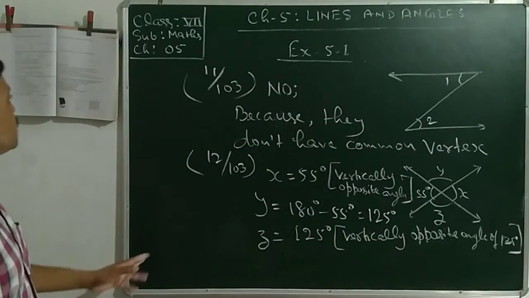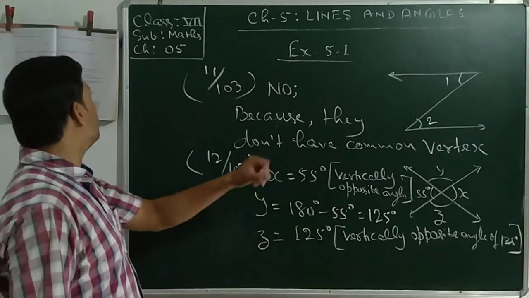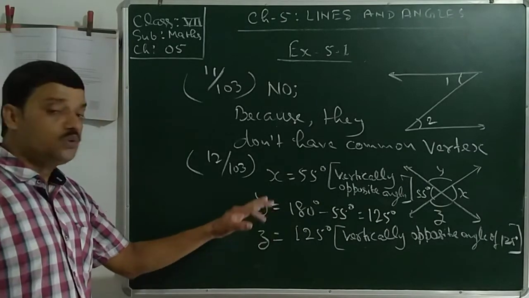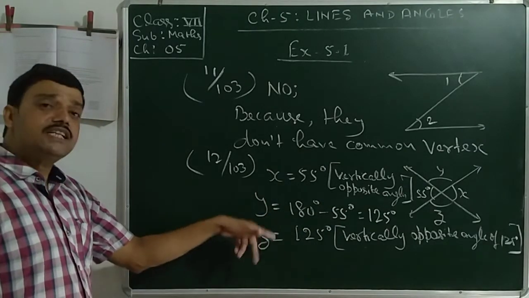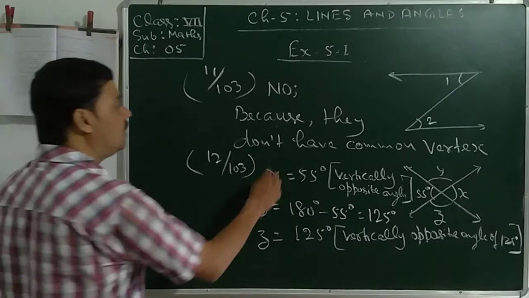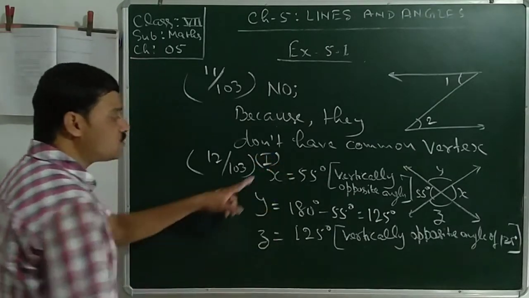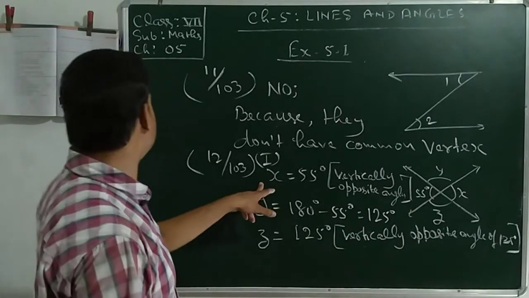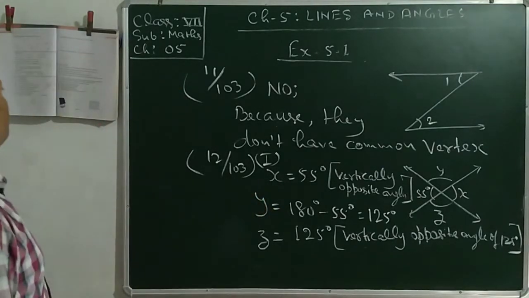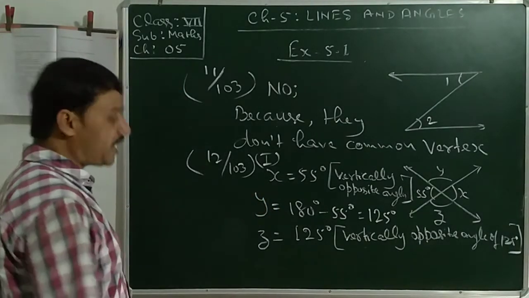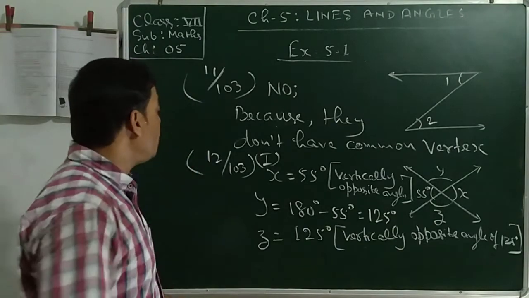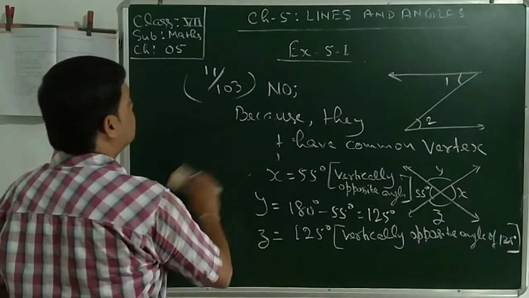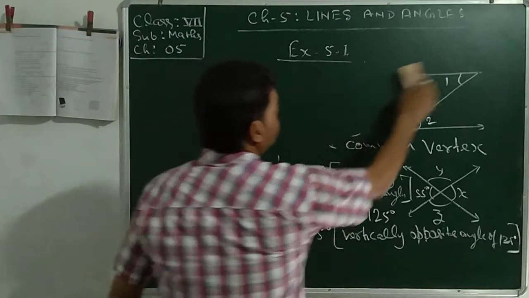Now, in the first figure, as I have found these values following these steps, try to find the second part yourself. This was the first part of 12 numbers. The second part is also there. Try to find it yourself. Of course, you will be able to find them. Now, come to the next sum, that is 13 number sum.